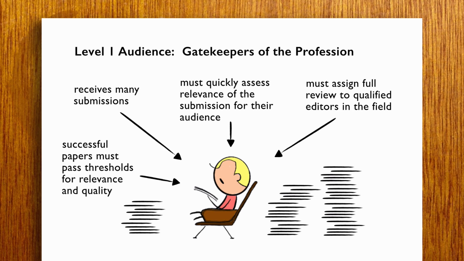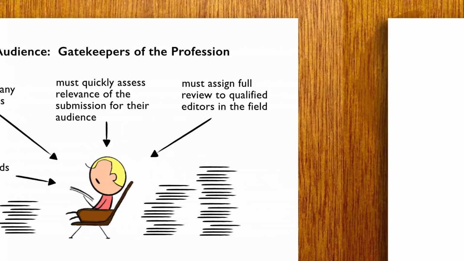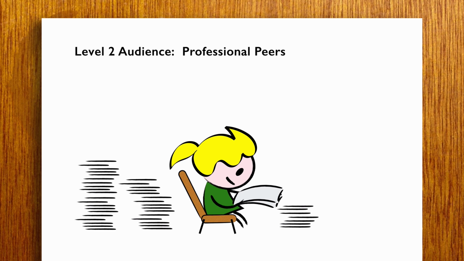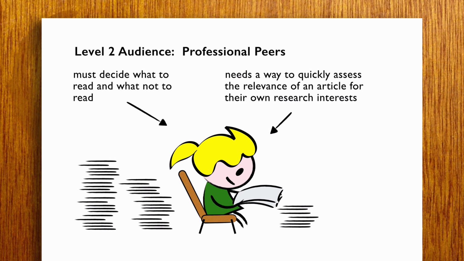Ultimately, what you want is that your academic peers get access to your work through publication in the standard peer-reviewed venues. Your professional peers are your level 2 audience, but they face the same predicament as journal editors, in the sense that even if your submission finds its way into a journal that they regularly read, no one has the time or energy to read everything. So everyone needs a strategy for deciding whether a given article is relevant to your interest and worth the time and energy to read all the way through.